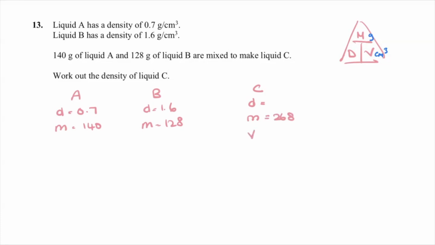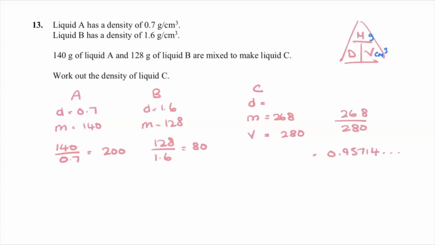We have to have the volume for C in order to work out the D, the density that we're after. That means we're going to come back over here and we are going to be working out the volumes. Our triangle says volume is mass divided by density. So once I've got those 2 volumes, I just add them and then that will be my total volume for C. And our density is mass divided by volume.